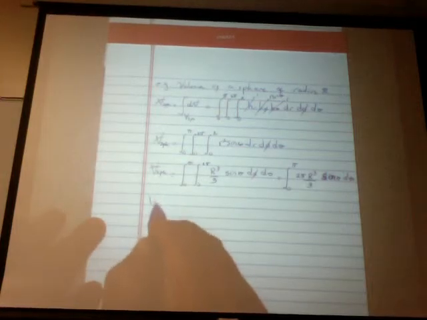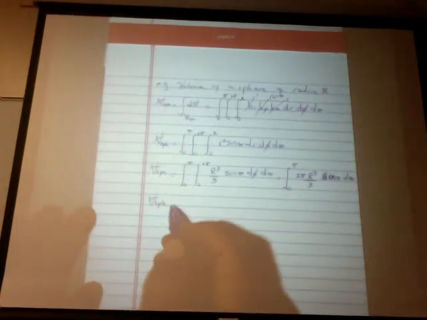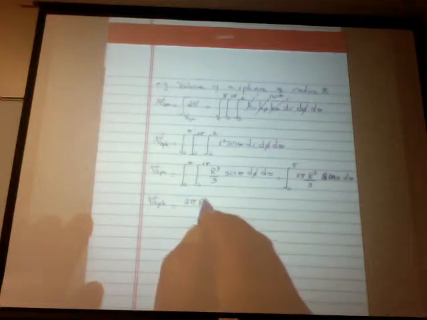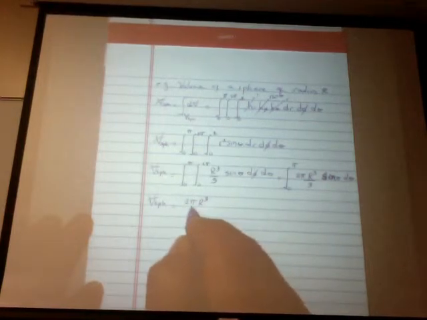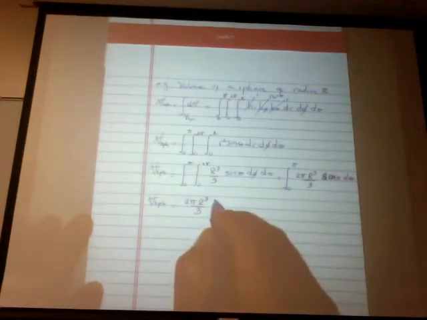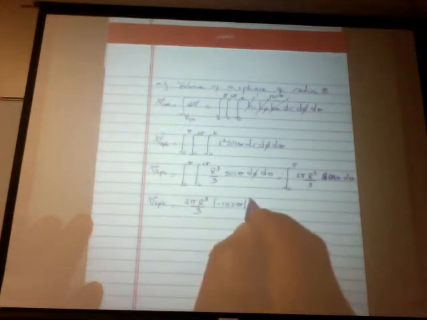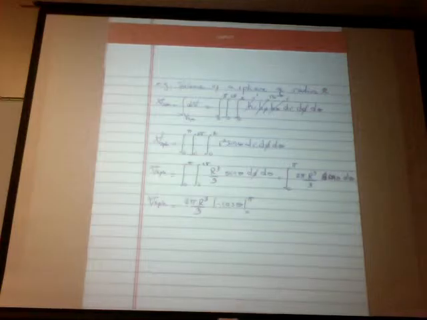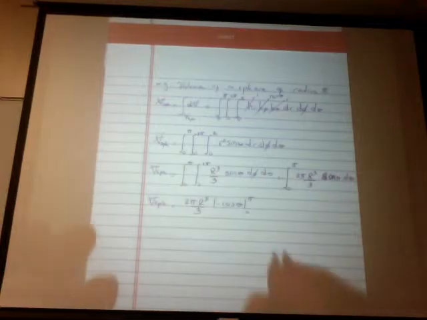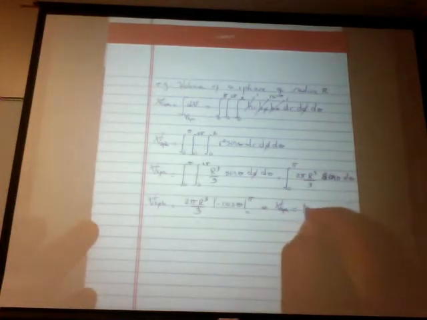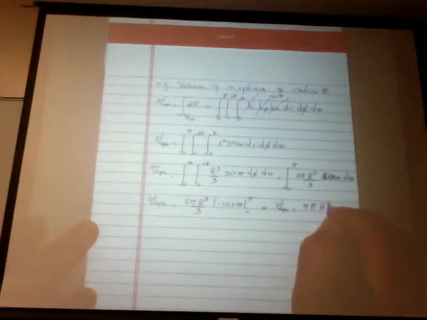So the volume of the sphere is now 2 pi r cubed over 3 times minus the cosine of theta evaluated between 0 and pi. And that's 2. So the volume of the sphere is equal to 4 pi r cubed over 3.